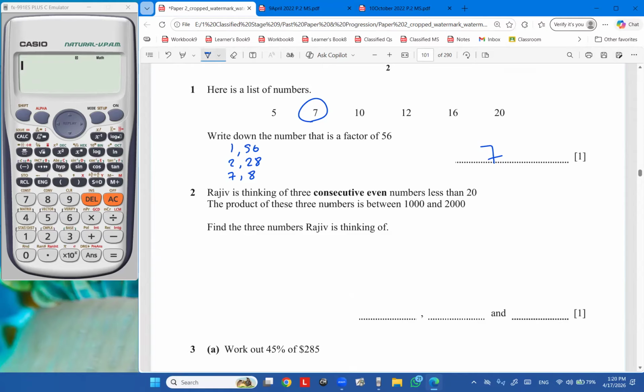Roger is thinking of three consecutive even numbers. If they said only consecutive numbers, that means, for example, 9, 10, 11 are three consecutive numbers. But since they're saying consecutive even numbers, you need three even numbers that come right after each other without an even number in between being missed. For example, 6, 8, and 10 are three consecutive even numbers. Here they want the three consecutive even numbers less than 20. So I'm going to erase this not to confuse you.